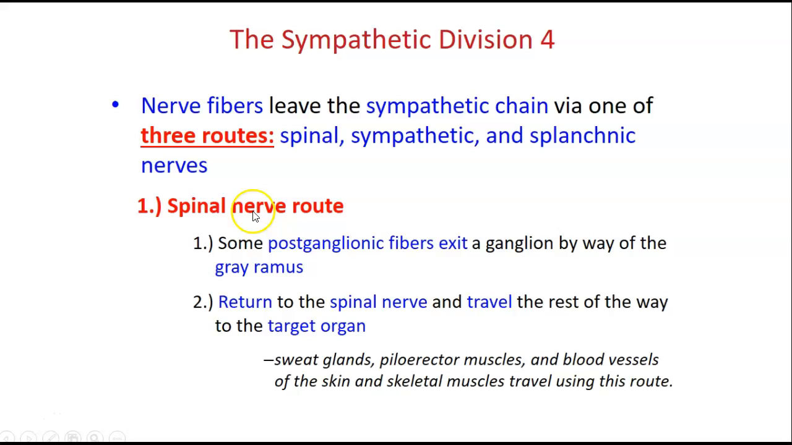First, the spinal nerve route. Some postganglionic fibers exit the ganglia by way of gray rami. We already talked about how gray rami are the axons without the cover of the myelin sheath. Secondly, they can return to the spinal nerve and travel the rest of the way to the targeted organ, such as sweat glands, piloerector muscles, and the blood vessels.